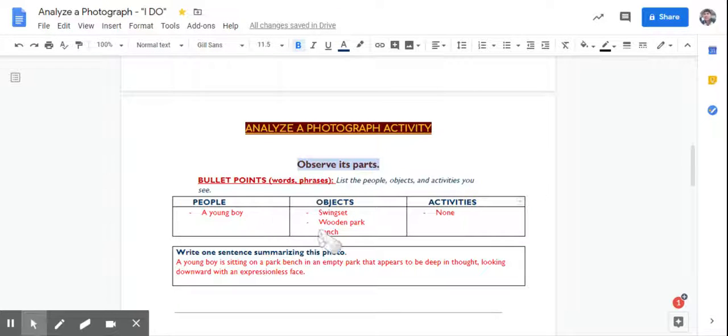All right, now that I've identified people, objects, activities, write one sentence summarizing this photo. Now, again, you'll see that my one sentence summary is written objectively, meaning I don't convey my emotions, I don't express my feelings, I don't use any I statements whatsoever, right? So, one sentence summarizing this photo: A young boy is sitting on a park bench in an empty park that appears to be deep in thought, looking downward with an expressionless face. Okay, so there's the summary.